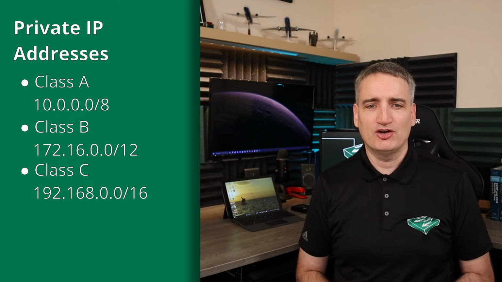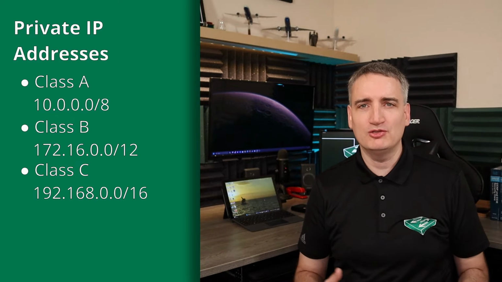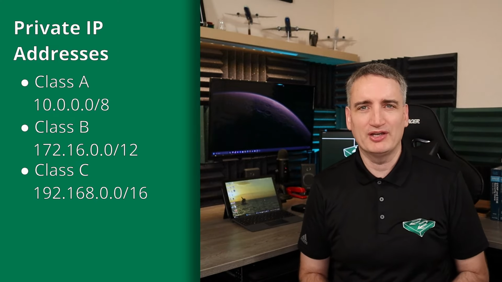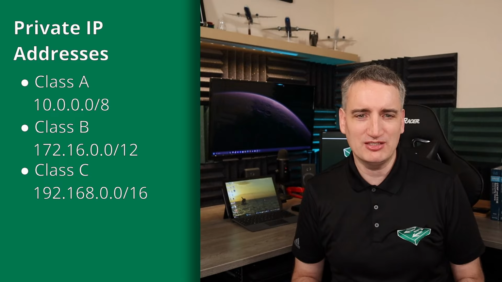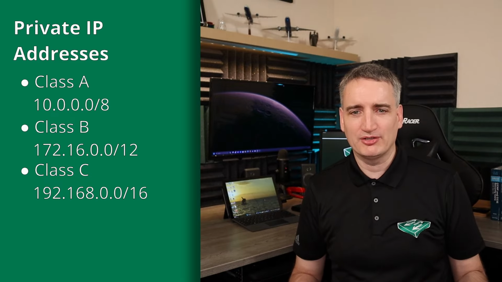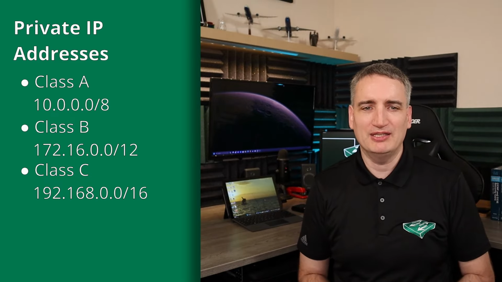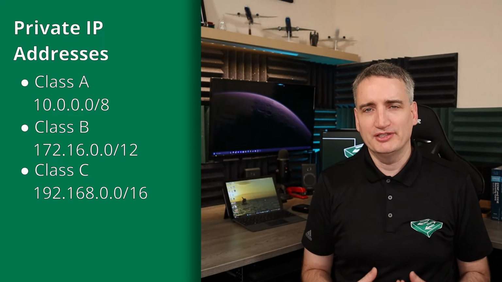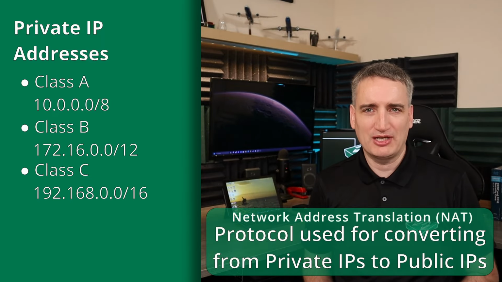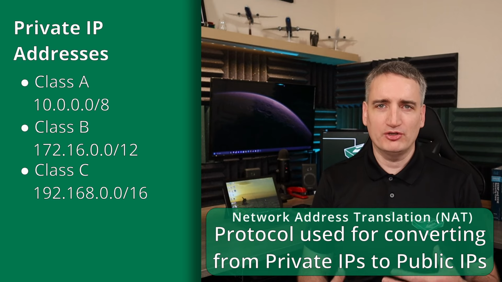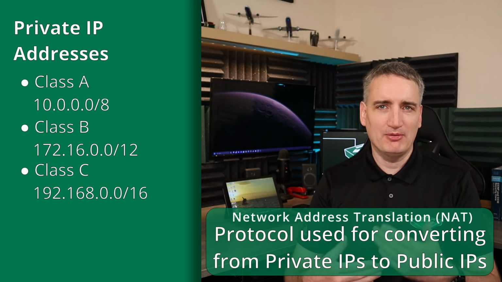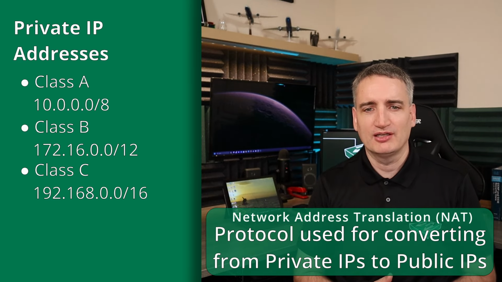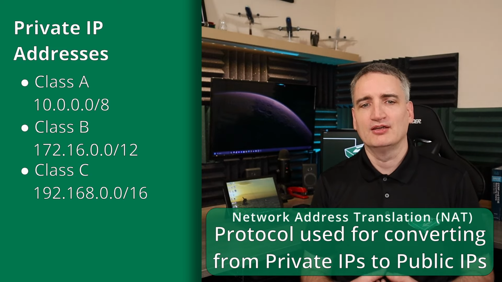If you're watching this at home and you look up your IP, you will most likely see a 192.168 IP address. That is your home router assigning you a private IP, and then it uses a protocol called NAT, or Network Address Translation, to convert your IP address into a public IP address for connection and transmission across the internet.